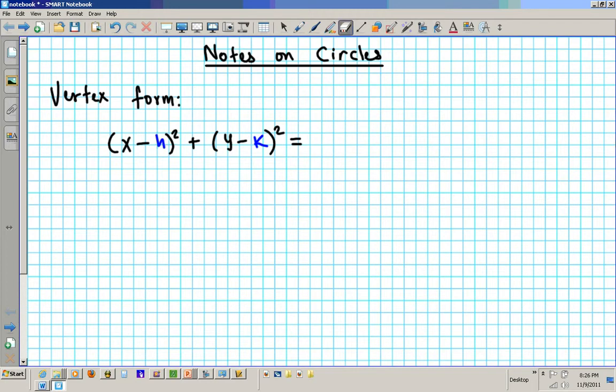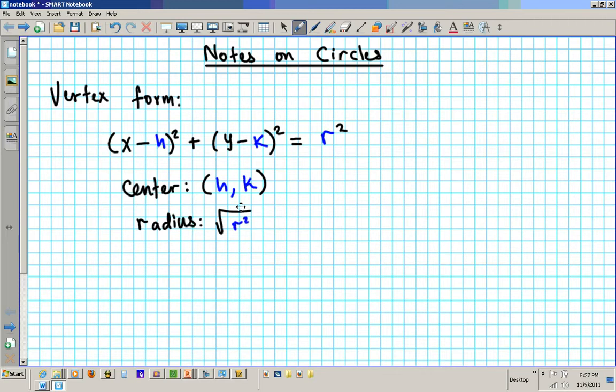Okay? These letters, which I color coded in blue, have special significance in the equation of the circle. The numbers next to the x and the y form the center. So the center is (h, k). The number next to the x is the x coordinate. The number next to the y is the y coordinate. And the radius is given by the square root of the last term, which is r squared.